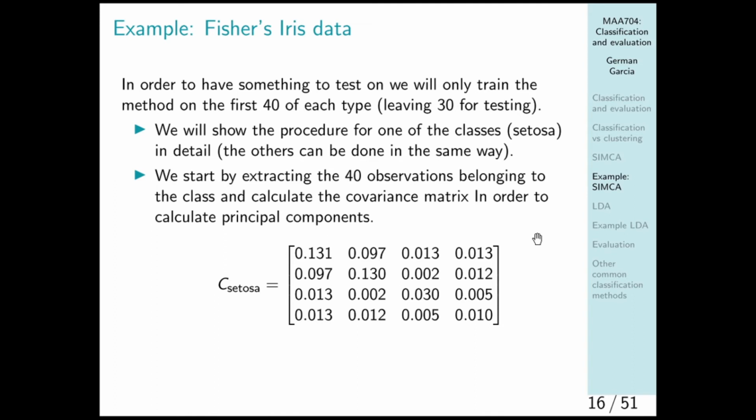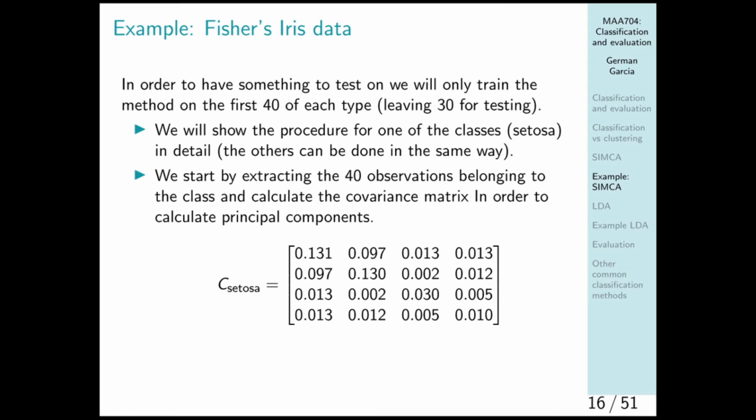In order to have something to test on, we will only train the method on the first 40 observations of its type, which leaves 30 others for testing. Firstly, we will show the procedure for one of the classes, namely the flower Setosa, and the others are proposed as exercises, as they can be done in the same way, and it would be highly redundant to go on with this.